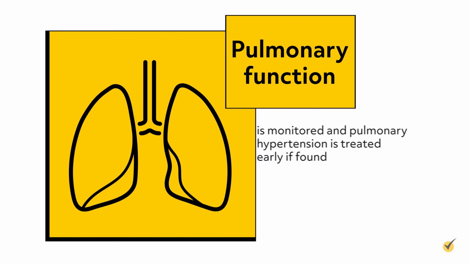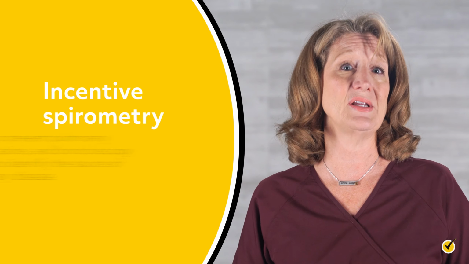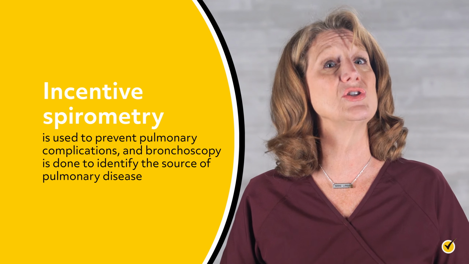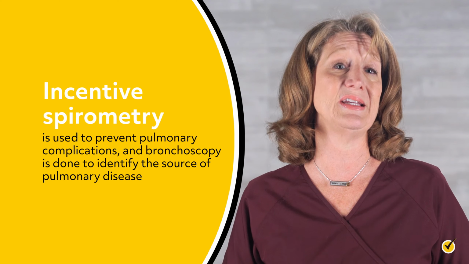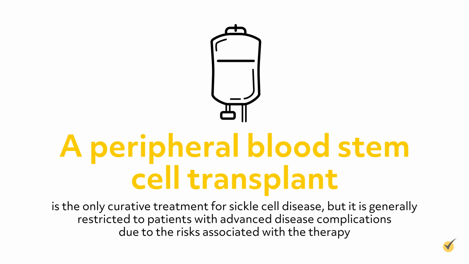Pulmonary function is monitored and pulmonary hypertension is treated early if found. Incentive spirometry is used to prevent pulmonary complications, and bronchoscopy is done to identify the source of pulmonary disease. A peripheral blood stem cell transplant is the only curative treatment for sickle cell disease, but it is generally restricted to patients with advanced disease complications due to the risks associated with the therapy.